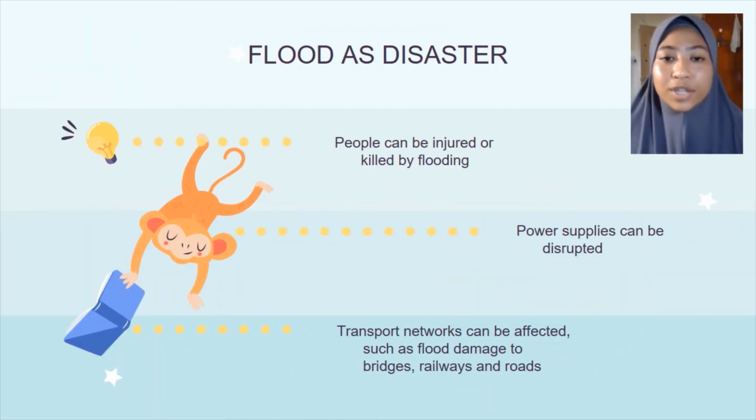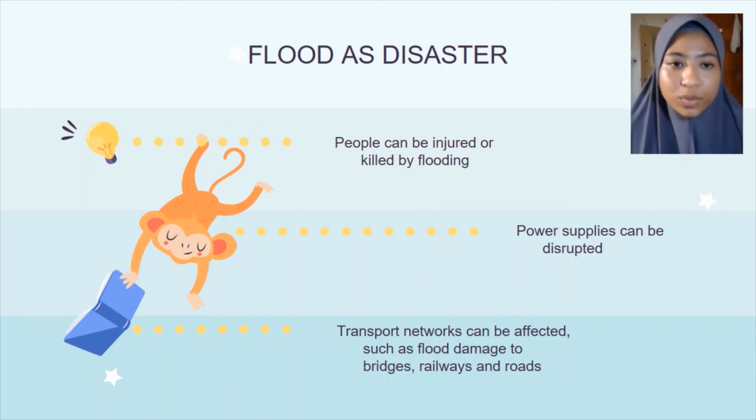As we all know, flood is a disaster because it gives many impacts to us and the environment. For example, people can be injured or killed by flooding. Power supplies can be disrupted. Transport networks can be affected, such as flood damage to bridges, railways, and roads.